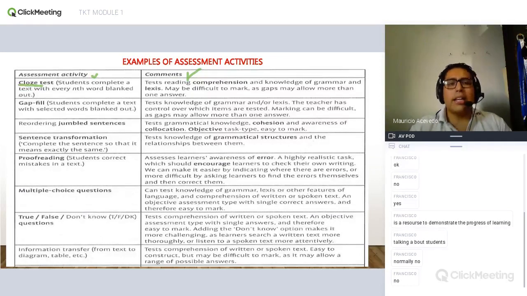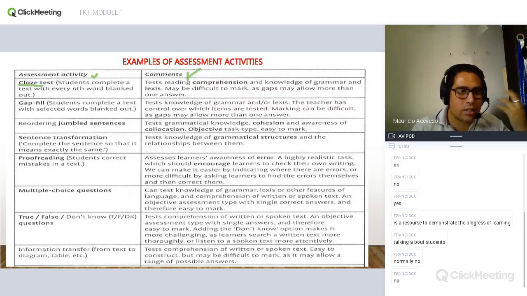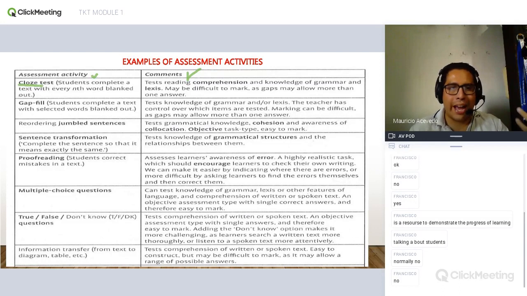No. Okay, now let's continue with gap fill. What is the difference between the closed test and the gap fill? I'm going to explain. A student completes a text with selected words blanked out. So in this case, you have options. In a closed test, you don't have options. Remember when we were talking about free and freer activities? So this is totally a non-free activity because you have the options, okay?